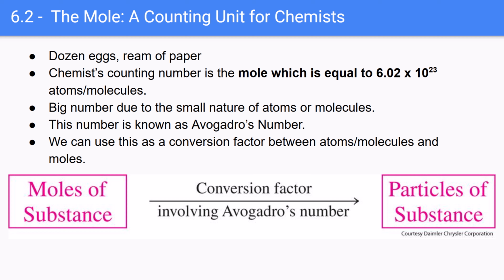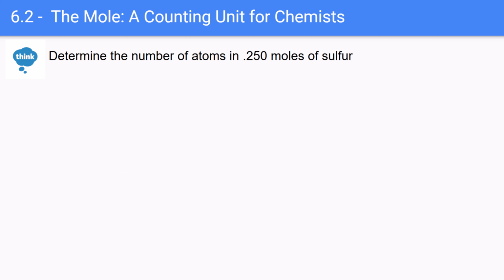This is a big number due to the fact that atoms and molecules are very, very small. They're very tiny. And so it makes it very difficult to deal with large quantities of materials because the number of atoms is relatively large. This number in and of itself is known as Avogadro's number. And because this is the number of atoms or molecules per mole, we can use this as a conversion factor between atoms, molecules, and moles.